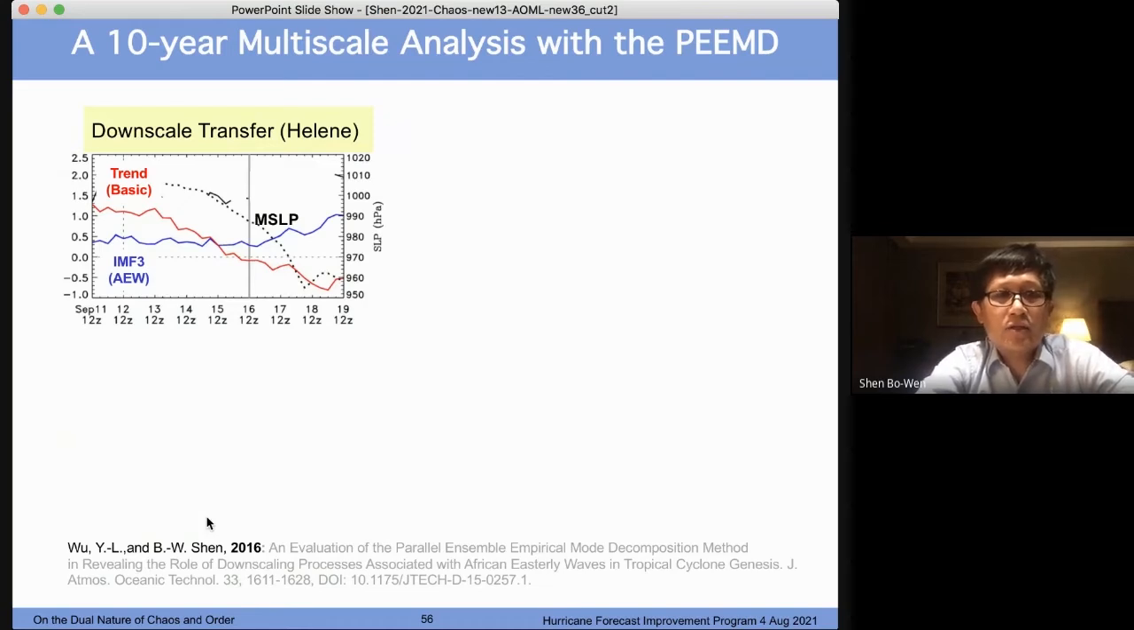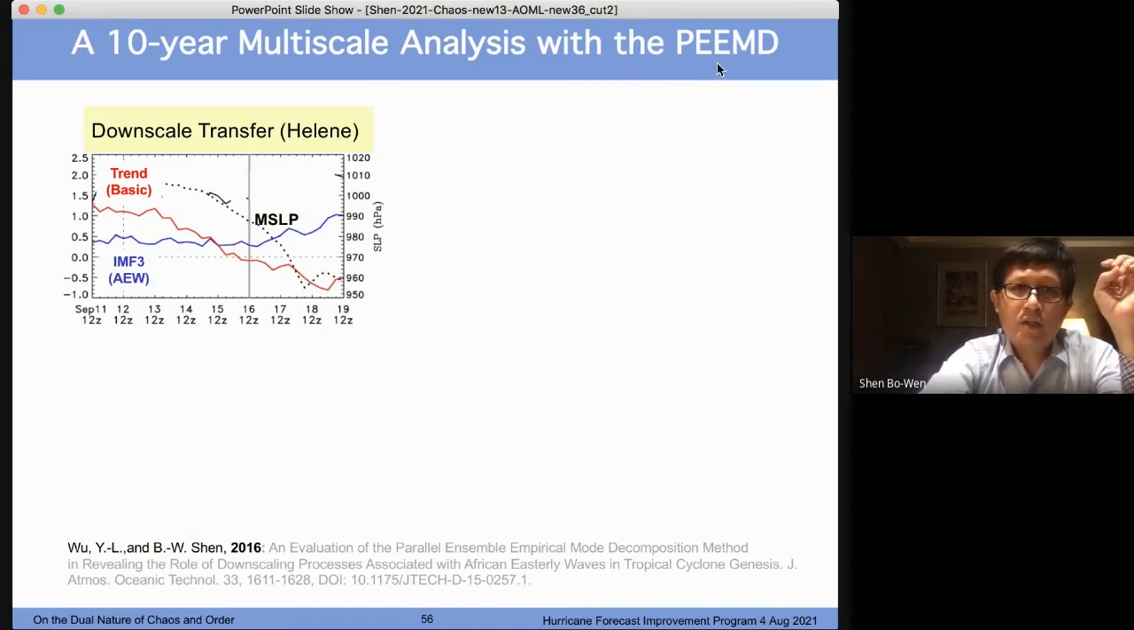Below, we are going to illustrate scale interactions based on so-called PEEMD, parallel ensemble empirical mode decomposition. You may simply apply the Fourier transform to understand this. After data decomposition using PEEMD, we obtain two modes. Here, we only analyze two modes. One represents the African easterly wave. The other one represents the basic state.